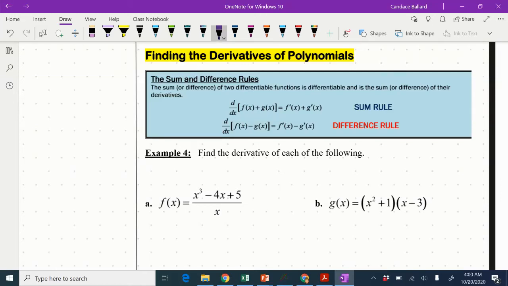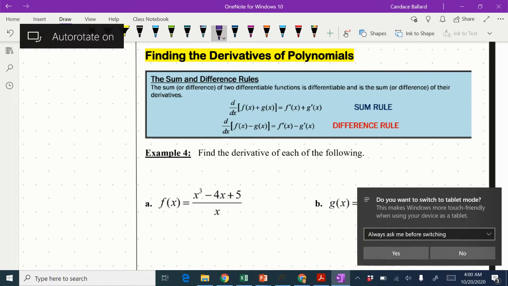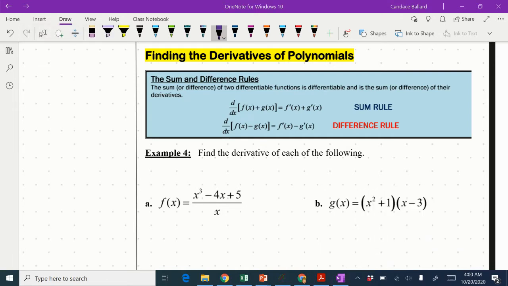So we're continuing topic 2.5 and 2.6, and we're going to look at finding the derivatives of polynomials now. So these are the sum and difference rules. Basically, the sum or the difference of two functions is differentiable if the sum and the difference of their derivatives exist. So if I see two functions being added together, like having x squared and x, I just take the derivative of each one individually and I continue to add them up. Then we can do the same thing if it's a minus sign.